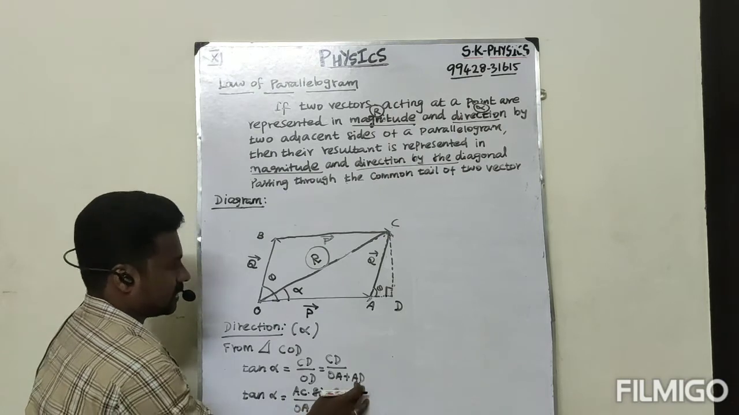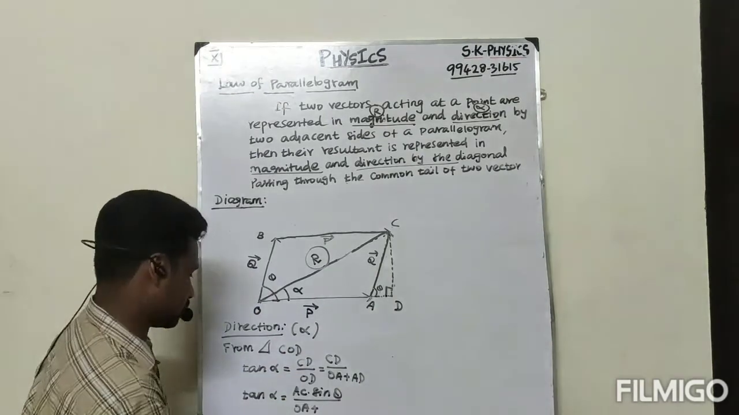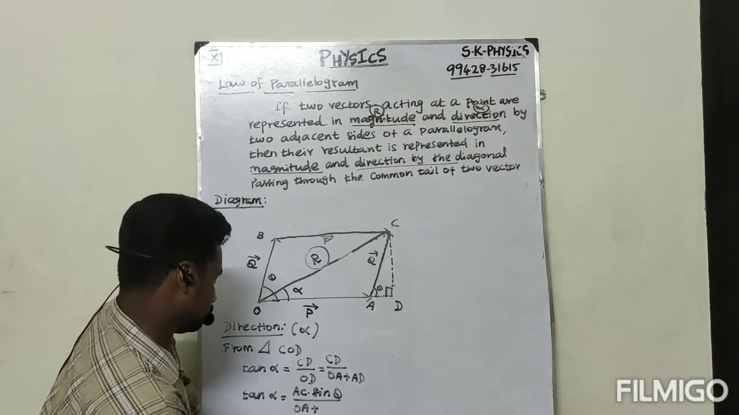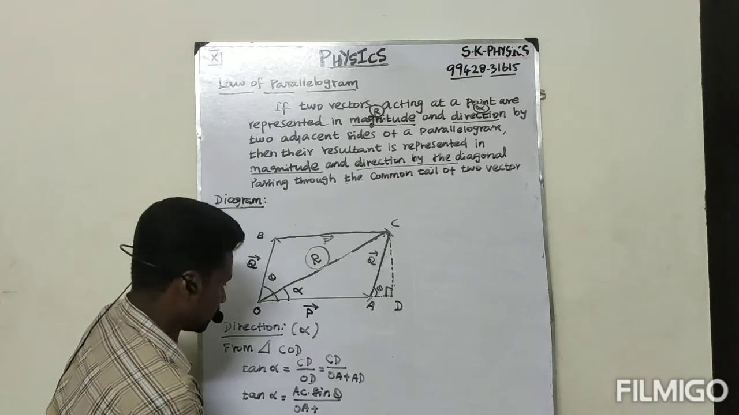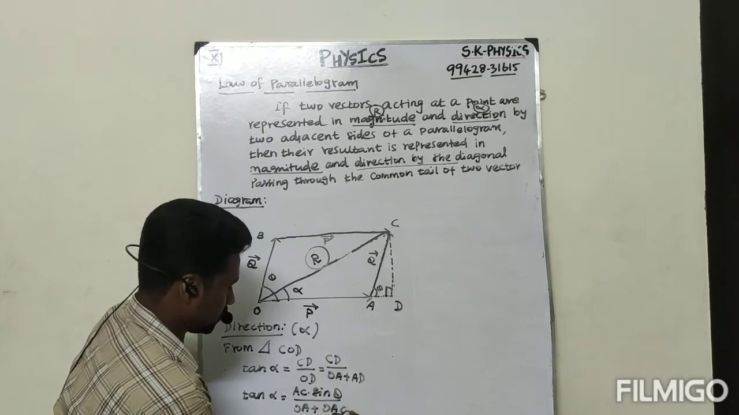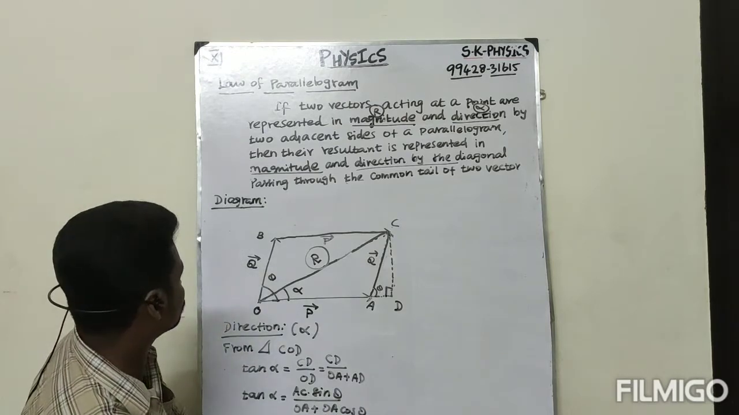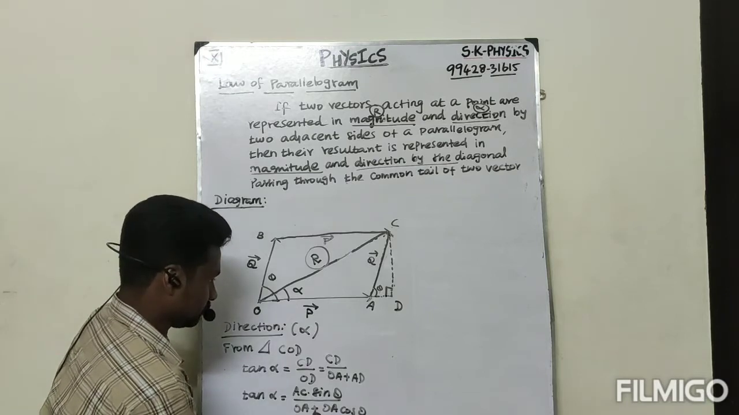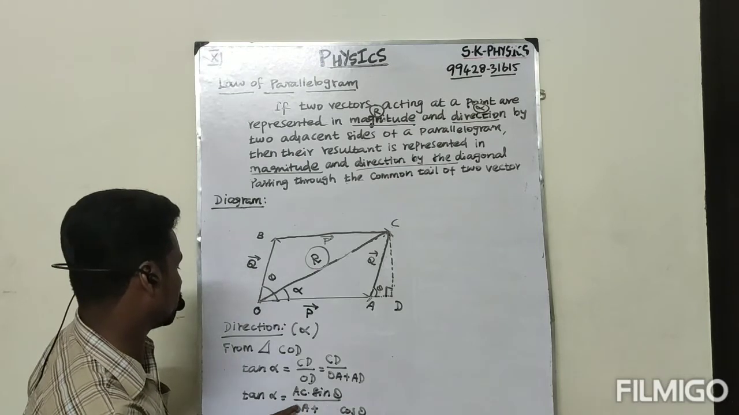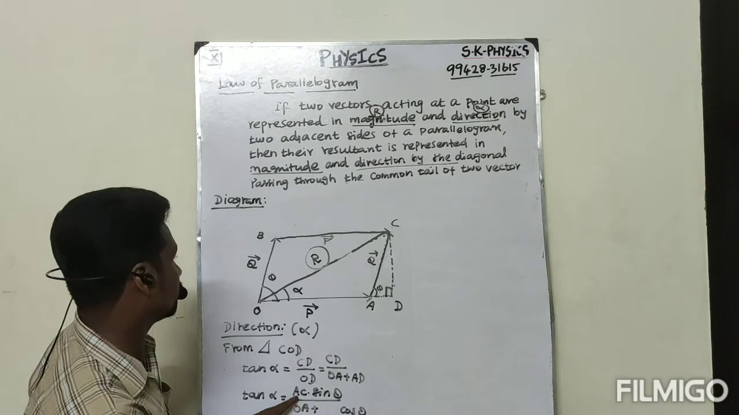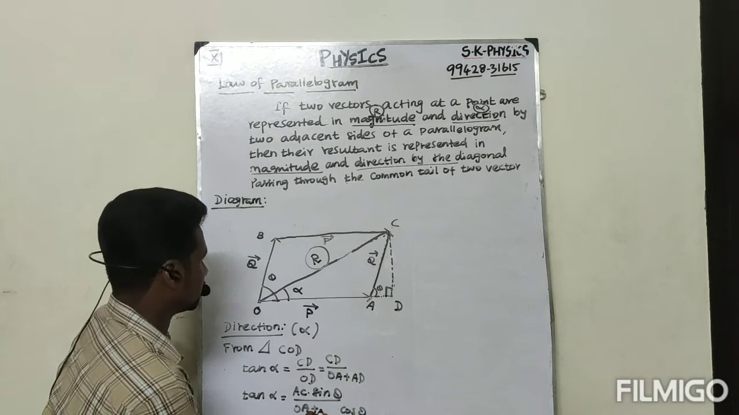OA plus AD. AD is nothing but, we know that AD is equal to AC cos theta. Q sin theta divided by P plus Q cos theta. Yes, correct only.